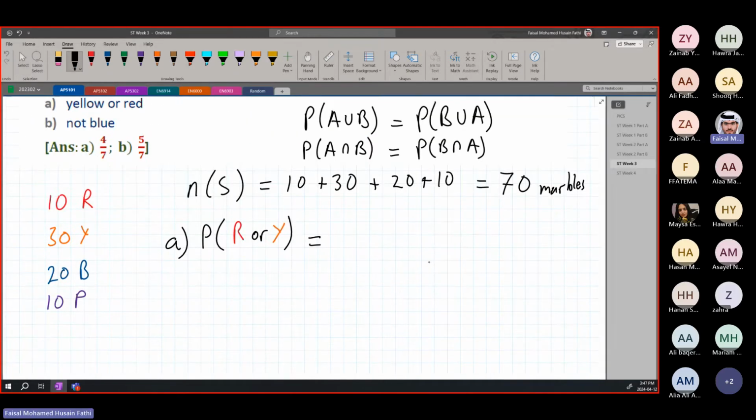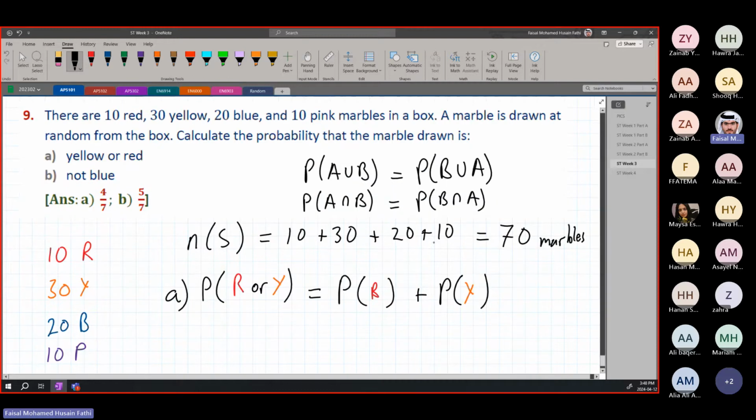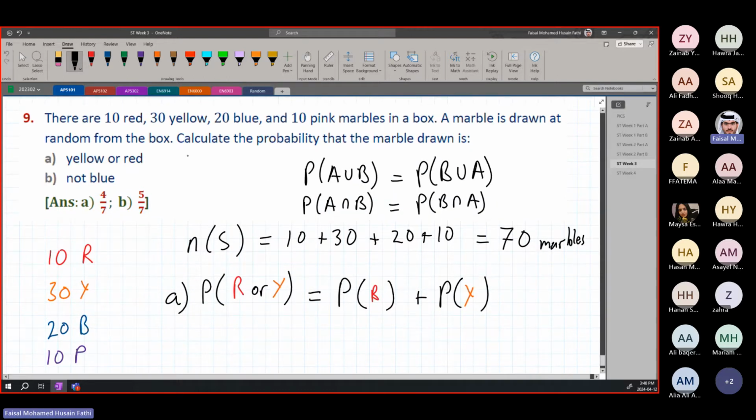Again, we're just going to apply the formula. What do we need to do? We need to find P of red plus P of yellow. These are obviously mutually exclusive events. You don't have to subtract the P of the intersection. There is no chance of yellow and red being mixed together. There's no color that is red-yellow or yellowish red or something like that. They're completely different from each other. All the colors are separate from each other. They have no effect on one another.